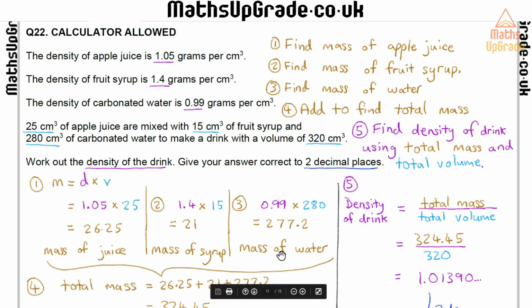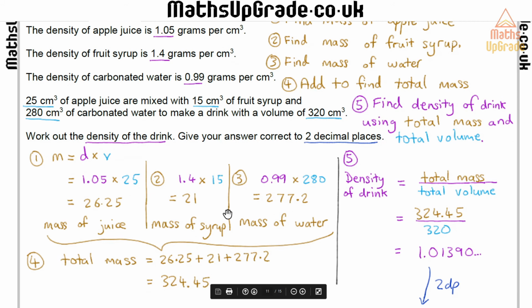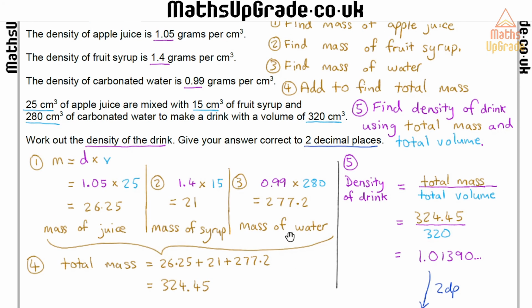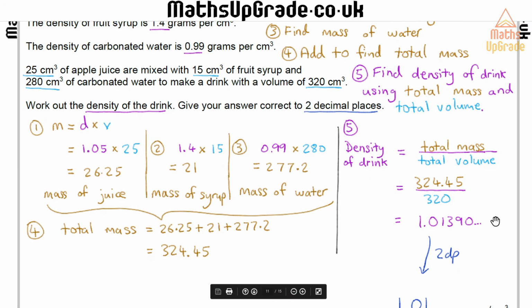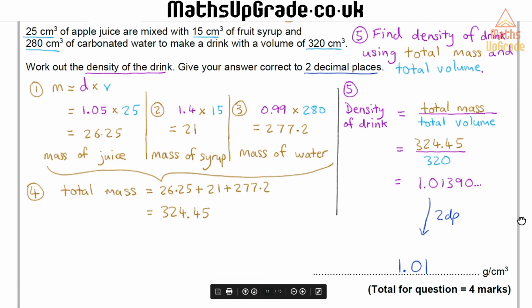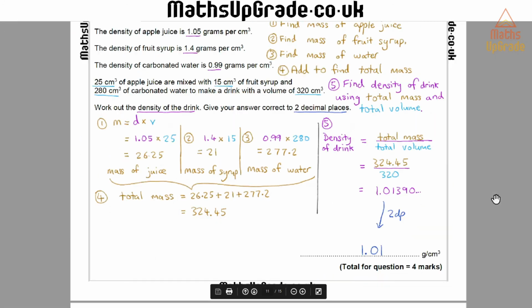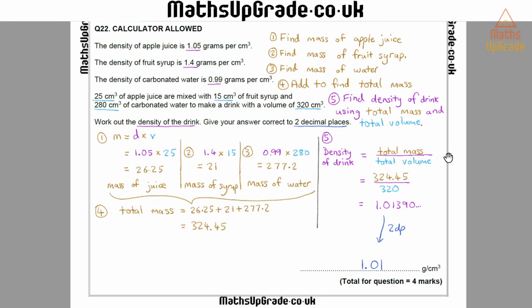The total mass now is when I just add these 3 values together. So that gives me 324.45. The density of the drink I can now calculate since I've got the total mass and since I'm given the total volume. By dividing those through, mass divided by volume, I get 1.01390. Rounding that to 2 decimal places, I get 1.01, which is a reasonable answer. The whole question there is worth 4 marks.